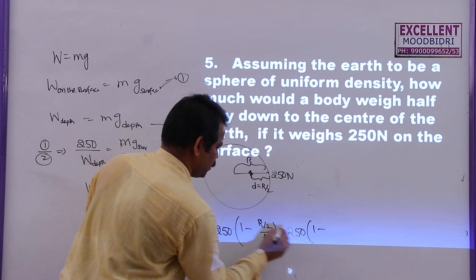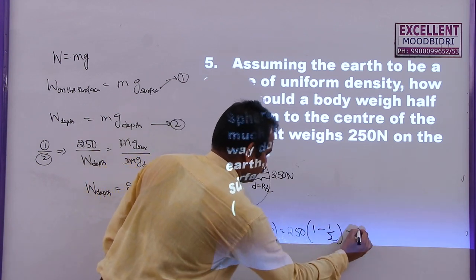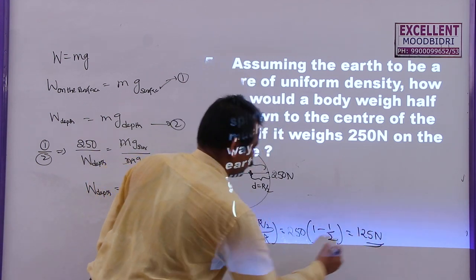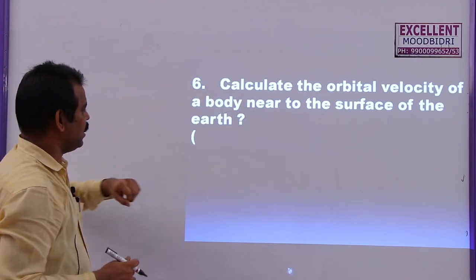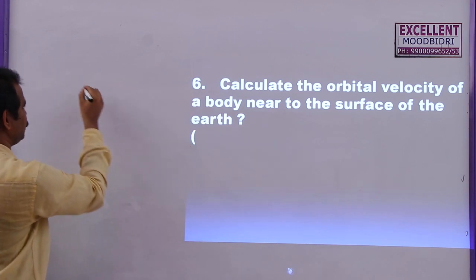250 into 1 minus r gets cancelled, this is 1 by 2. So half into 250, this will be 125 newtons. Next one, calculate the orbital velocity of a body near to the surface of the earth.